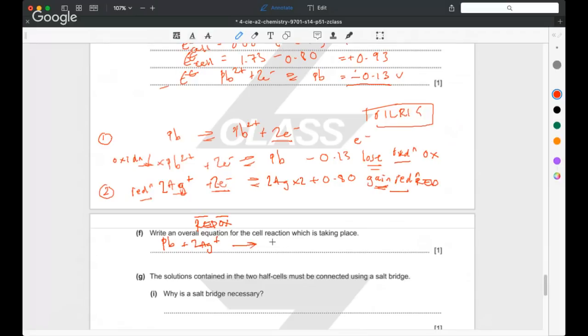and you get the lead plus 2 lots of the silver ion going to the lead ion and 2 lots of the silver metal.